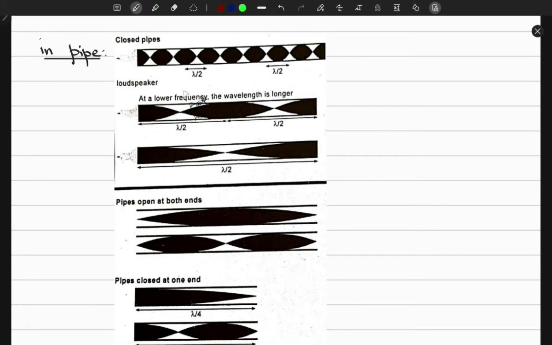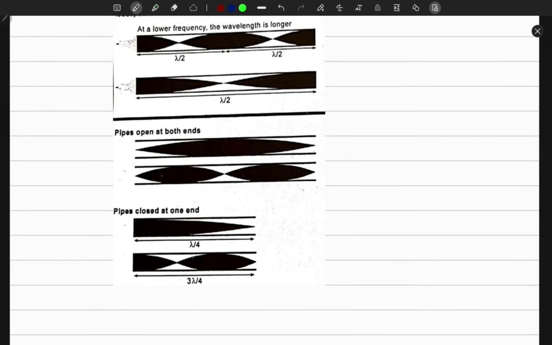Now you can see if you have a frequency which is comparatively very low, then the wavelength is clearly larger. So you have a larger wavelength of sound being produced in this pipe. Note that this pipe is closed at both ends. It's closed at this end in the sense that you have a speaker placed very close to the pipe. You can see the same case over here. The frequency is even lower, and so the wavelength is even larger.